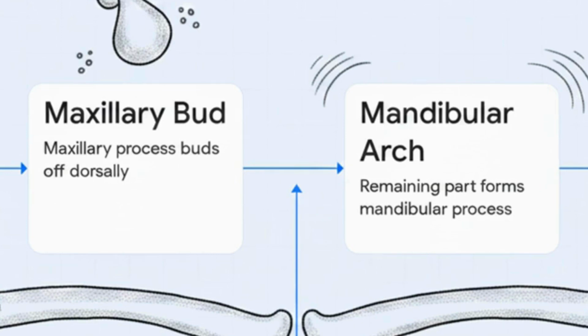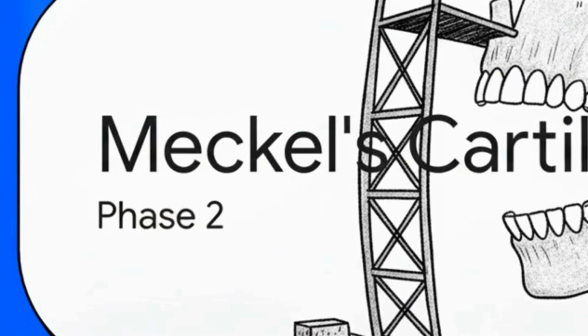And here's where the real magic happens. The right and left mandibular processes start growing really energetically toward each other. It's literally like 2 halves of a bridge meeting in the middle, and they fuse right at the midline. This fusion forms the lower border of the stomadeum, which ultimately gives rise to your lower lip and your lower jaw, the mandible.